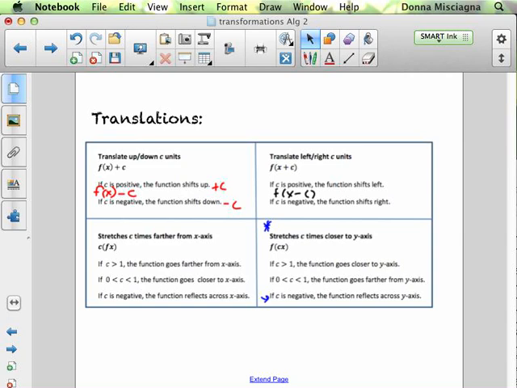All right, so if you have a coefficient in front of the function, if it is greater than 1, the function grows farther from the x-axis. So this is what we've been looking at, this one right here. So this is a vertical stretch and compression. And that is mostly what we'll deal with.